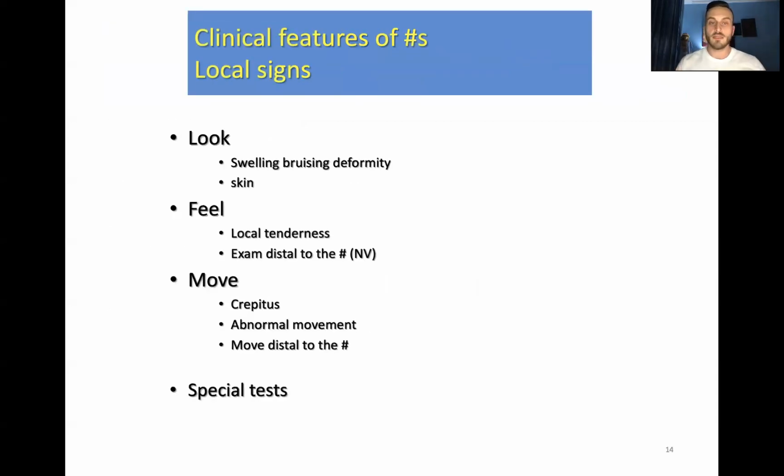Okay, for the clinical features, we have local signs and general signs. And usually in orthopedics, we do this sequence of examination, which is look, feel, and move. By looking, you can look at many things. First of all, symmetry: you have to compare the two limbs together. Swelling, bruises, deformity, the skin, open wounds, pulsatile masses, and so on, by only looking.